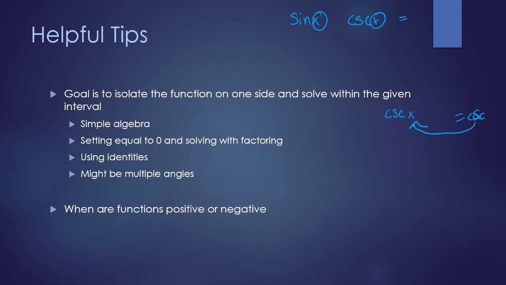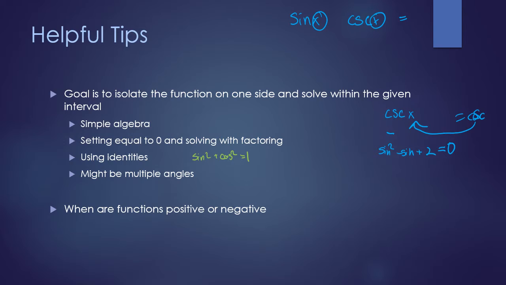We can do that with algebraic adding or subtracting, multiplying or dividing, and then we can also set it equal to 0 if we have something squared and sine and then a constant. Sometimes we can factor this out and solve it just like we would with a quadratic equation. Also, we can use our trig identities. We can use the Pythagorean identities, half angle, double angle, any of those work. And something to keep in mind is that sometimes there are multiple answers.